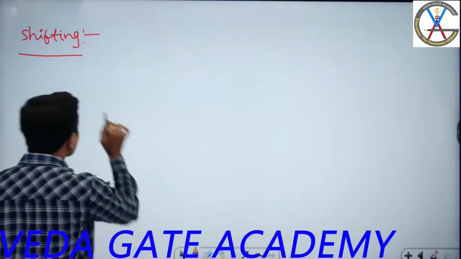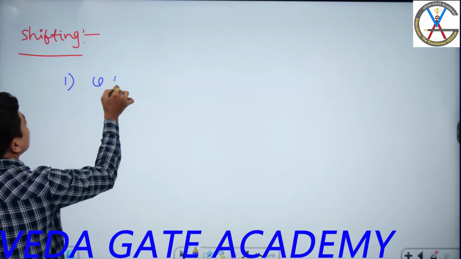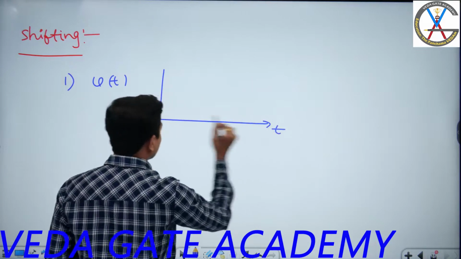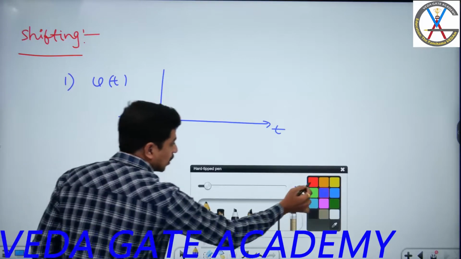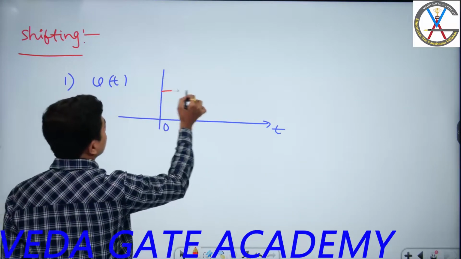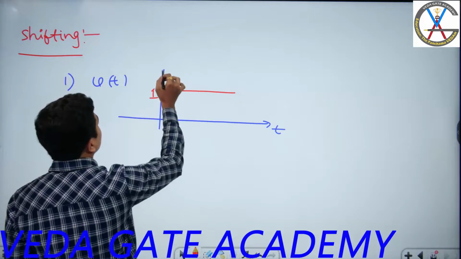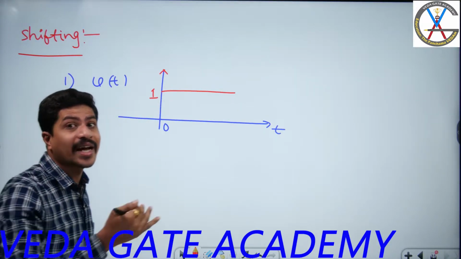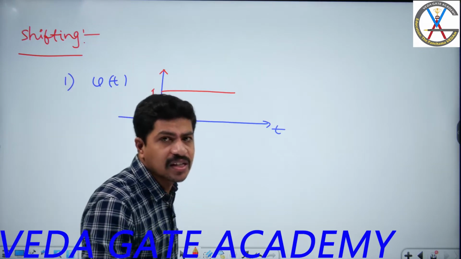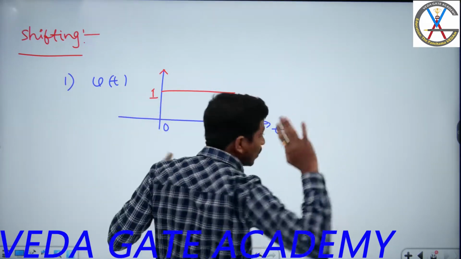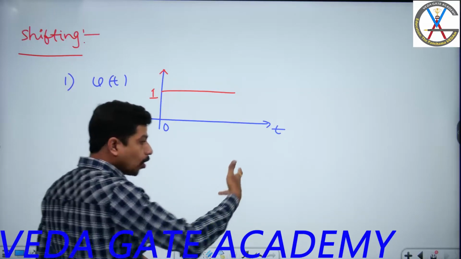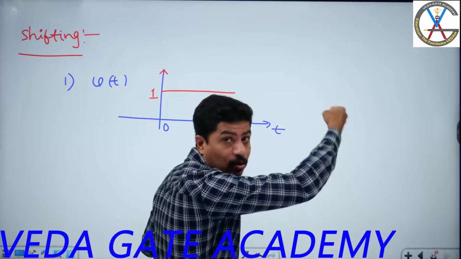The first signal is u of t. I'm drawing it. u of t is a signal which starts at t is equal to 0, whose magnitude is equal to 1. I want to shift this signal towards the right side. Right shifting: simply drag the signal to the right side, keeping the axis as it is.